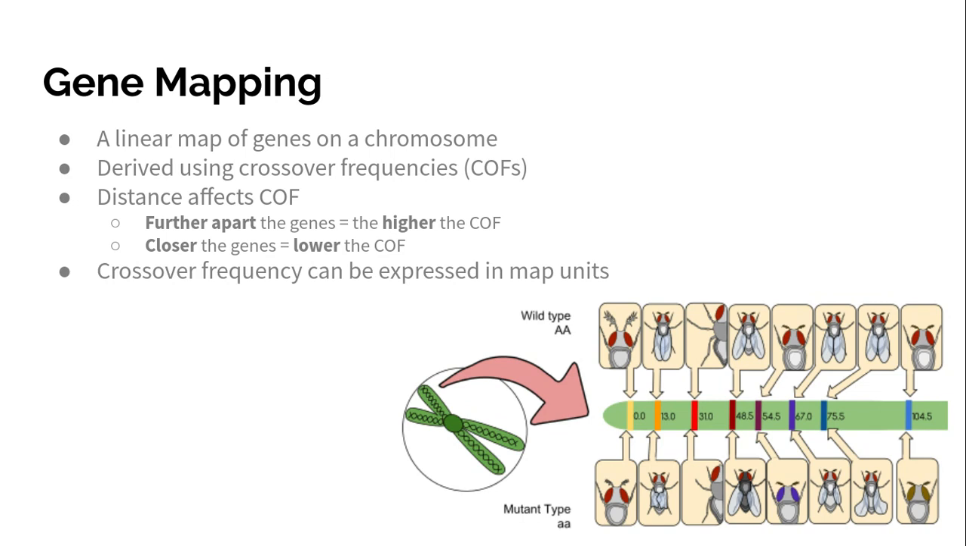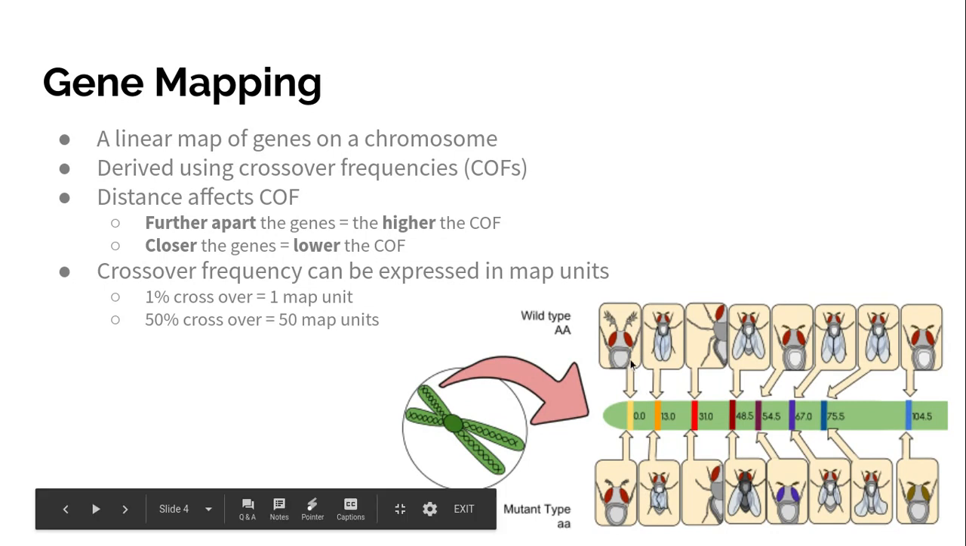Crossing over frequencies are expressed in what we call map units. So 1% crossing over chance equals 1 map unit. 50% equals 50 map units. If we take a look at this chromosome listed here, you'll notice that wild type AA and mutant type AA, these are genes. All of these are different genes. All of these show a number along them. That's because that's how far of a map unit they are away from each other.